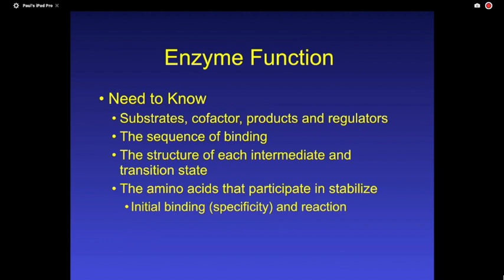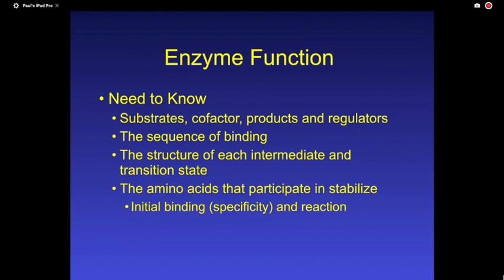We will want you to understand the sequence of binding. And here's the chemistry of biochemistry. We're going to look at the structures of the intermediates and transition states. That means we're going to be looking at the mechanisms of what happens. Which protons are being deprotonated, which electrons are being nucleophiles, things of that nature.